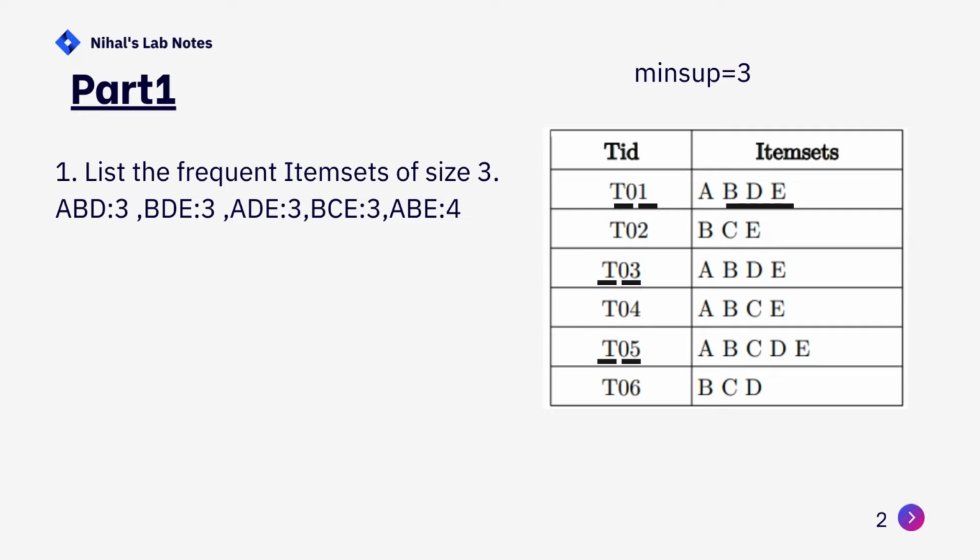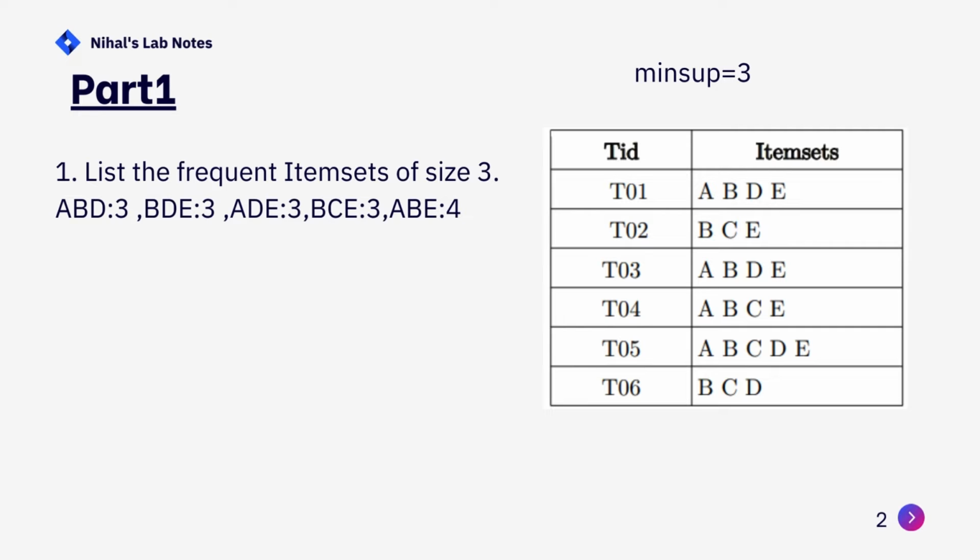Then BDE appears in T01, T03, and T05. It's frequent. Then we have ADE. It appears in T01, then T03, then T05. So their support is 3. Now let's see ABE. It appears in transaction 01, transaction 03, transaction 4, then transaction 5. So its support is 4.